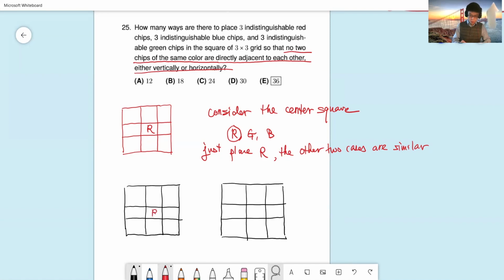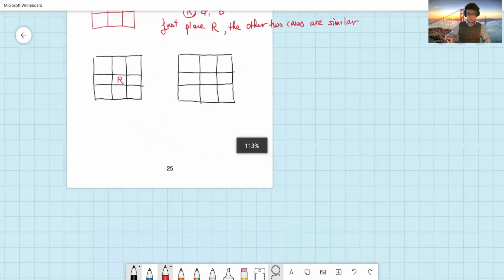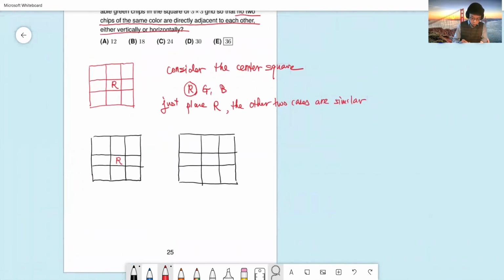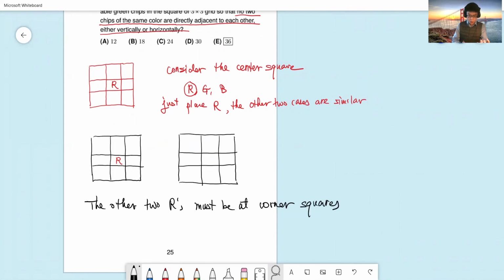You see, this center part is R. And there are many ways to place two R's on the corner. The other two R's must be at corner squares. And these two R's may be on opposite corners or on adjacent corners. So we suppose in the first category, we have the other R in adjacent corners.